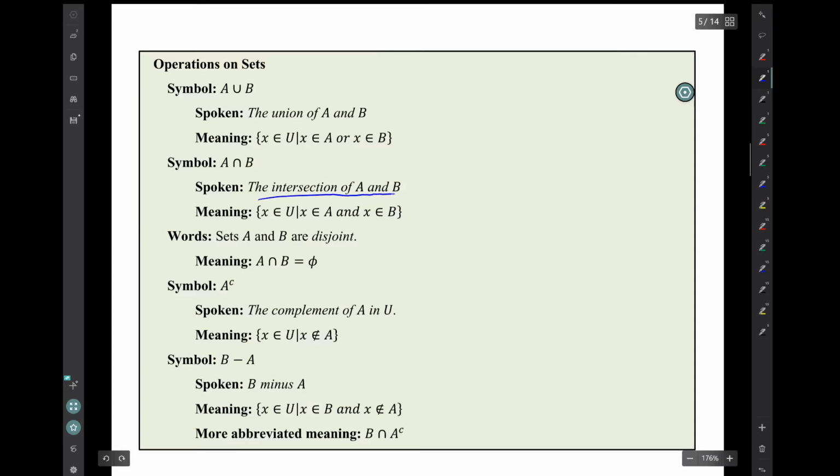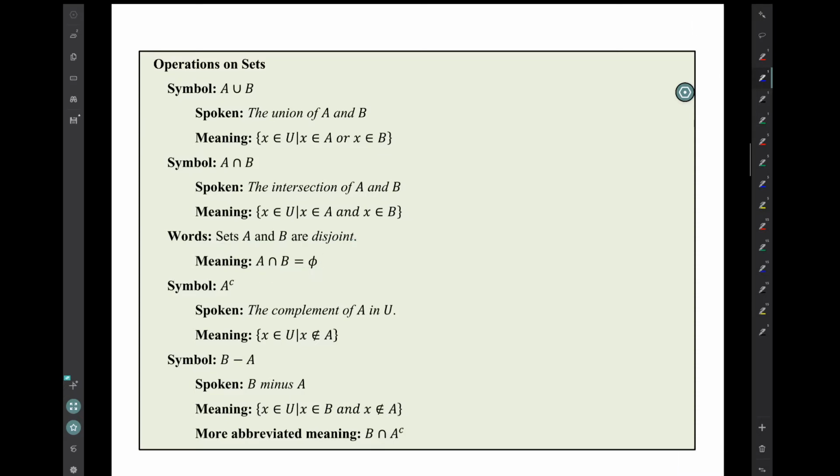The intersection of A and B is denoted by this symbol. Now that upside down U in the middle is referred to as the cap symbol. So this typeset collection of symbols could be spoken A cap B, but we'll refer to it as A intersection B when talking about sets. And the meaning of the intersection of A and B is it's a set, the set of all x in the universal set such that x is in A and x is in B. We say that sets A and B are disjoint to mean this. The intersection of A and B is the empty set.